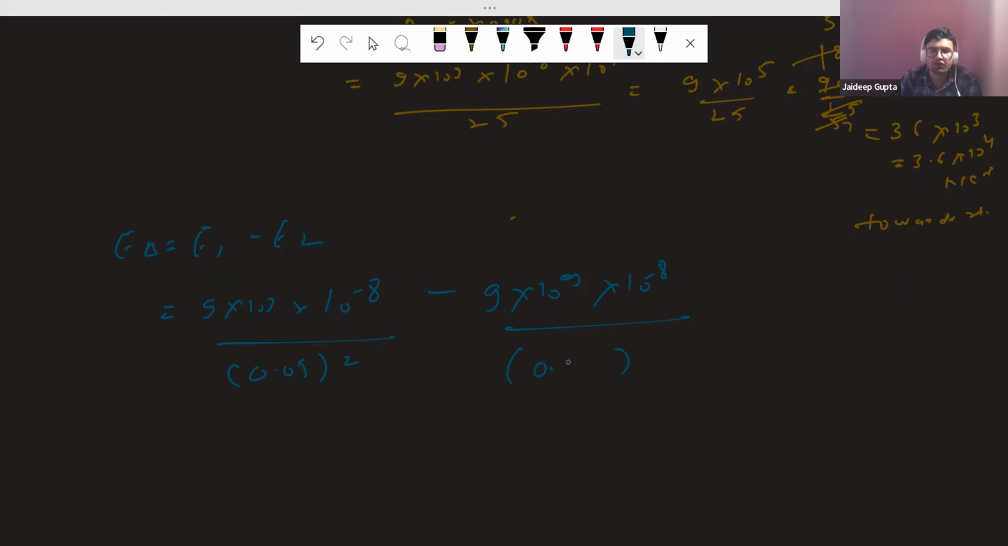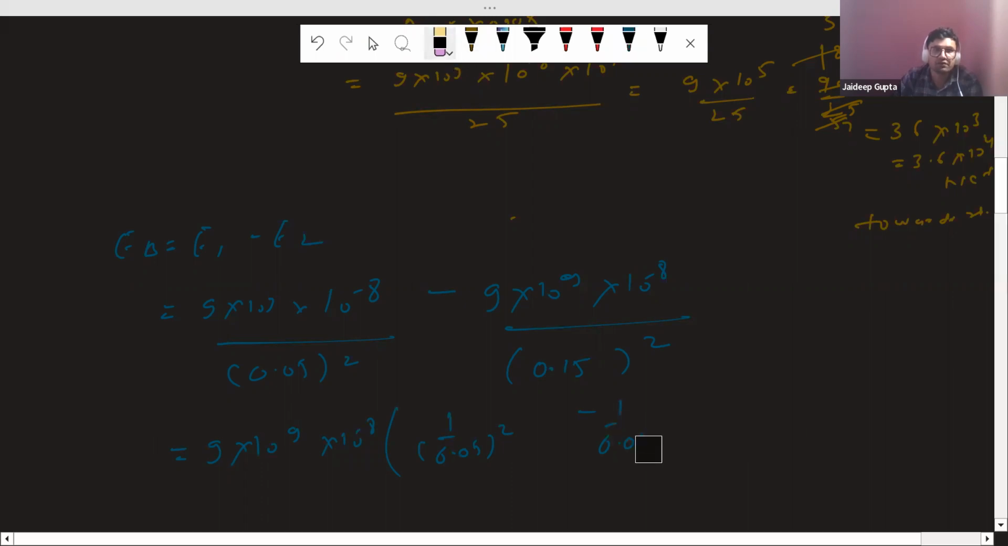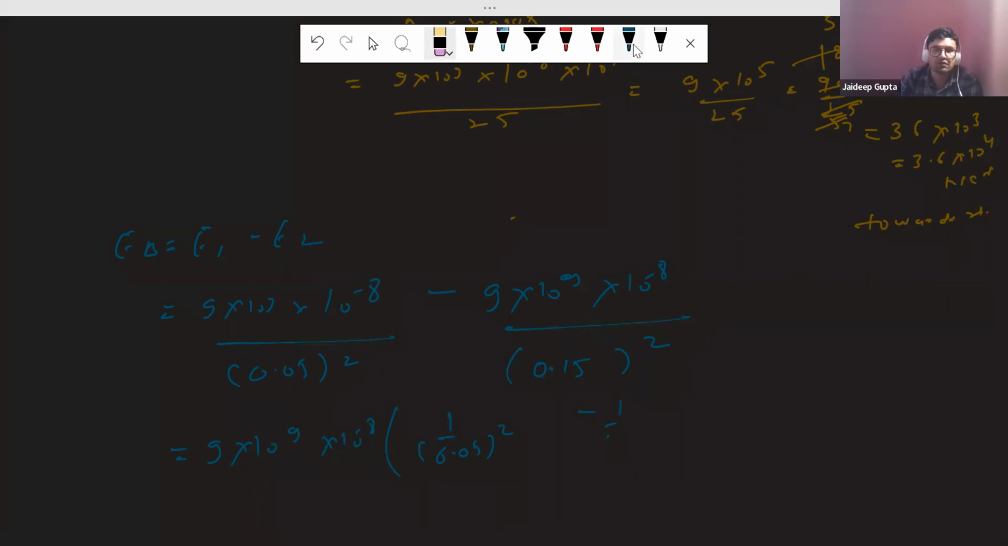I think 0.15, whole square. So 9 into 10 to the power 9 into 10 to the power minus 8, over 0.05 square, minus 0.15 square, and net field towards left.